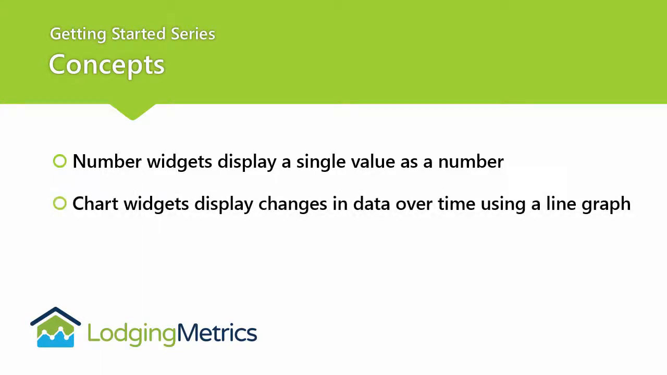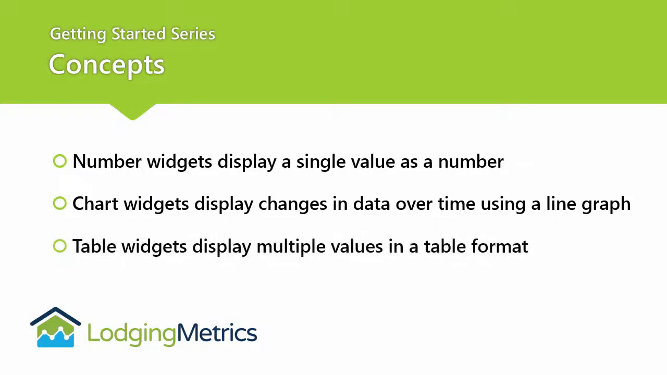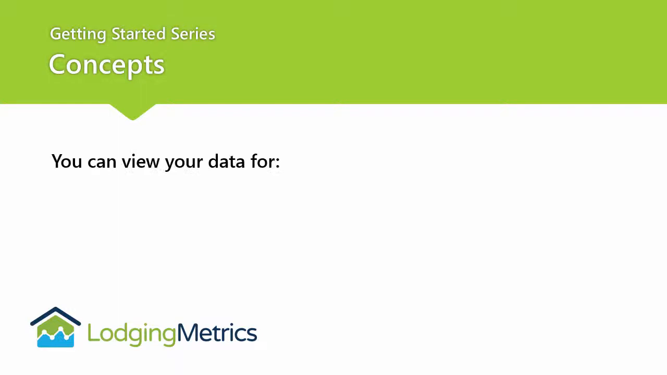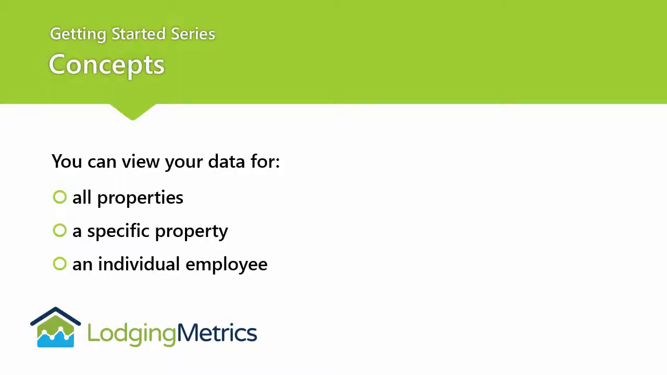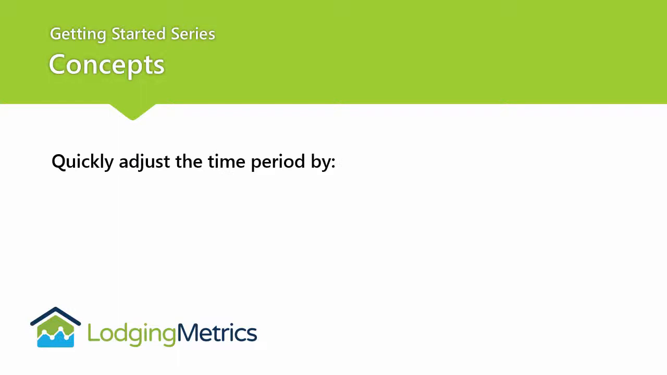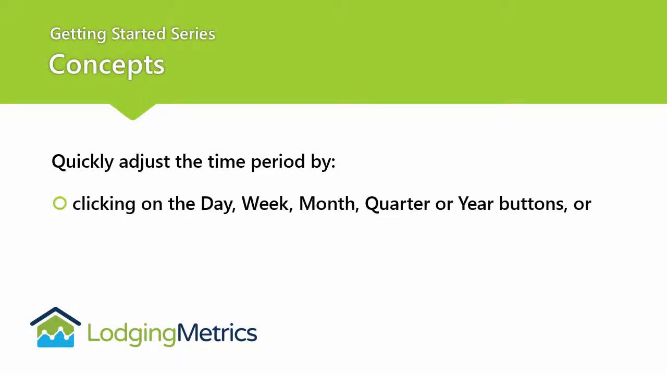Chart widgets display the changes in data over time using a line graph, and table widgets display multiple values in a table format. You can view your data for all properties if you have more than one property enrolled, a specific property, or even drill down to the individual employee level. You can quickly adjust the time period you're viewing by clicking on the day, week, month, quarter, or year buttons, or by clicking on the date selector.